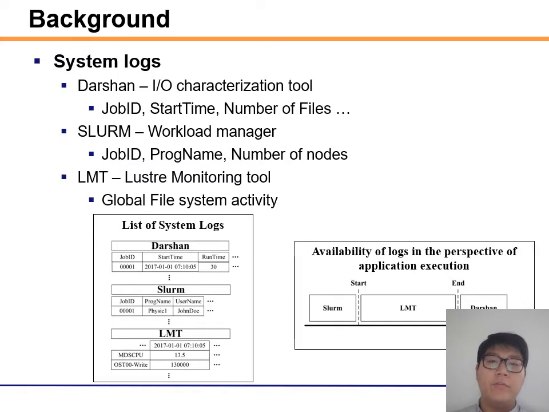To provide a continuous service to multiple users and monitor the system, Cori is collecting multiple system logs. Darshan log is an I/O characterization tool that collects application-specific behaviors such as job ID, start time, and number of files. Slurm is a widely used job scheduler that coordinates multiple jobs in a large system. In addition to the job scheduling, it also collects information of a job, such as job ID, program name, and number of nodes that are allocated to the job.